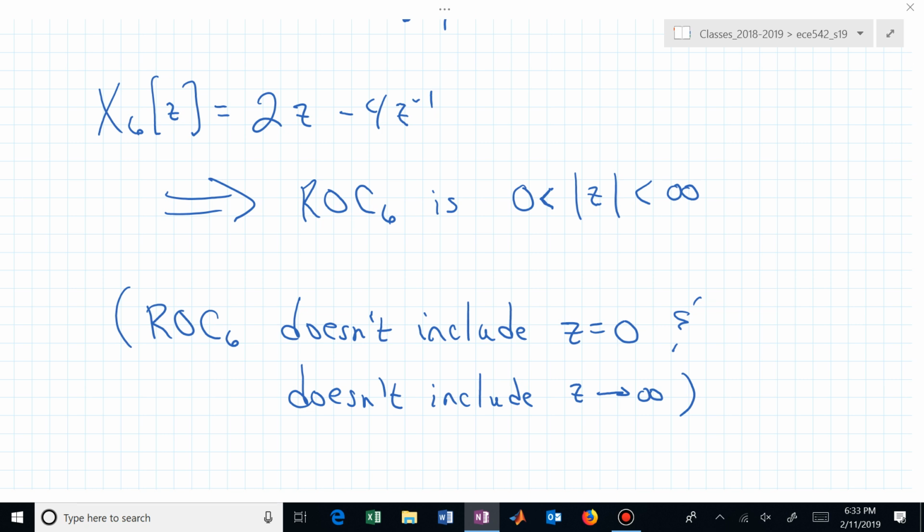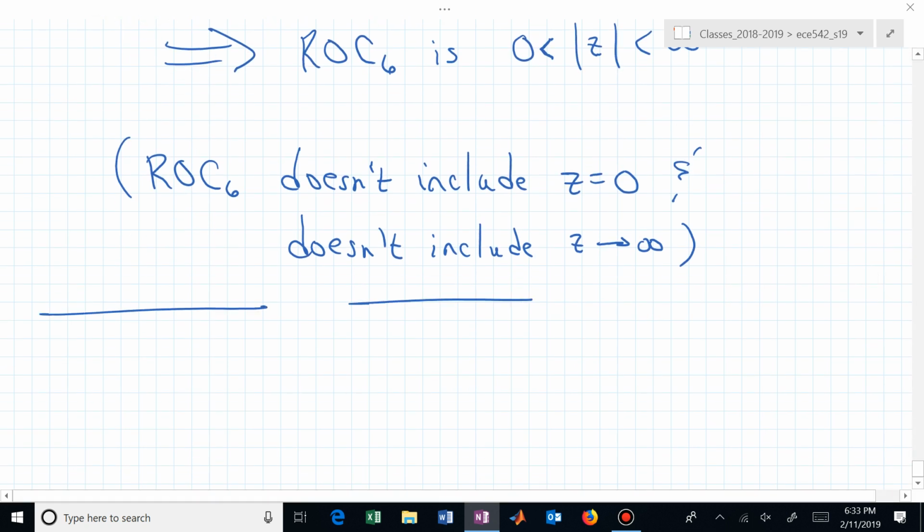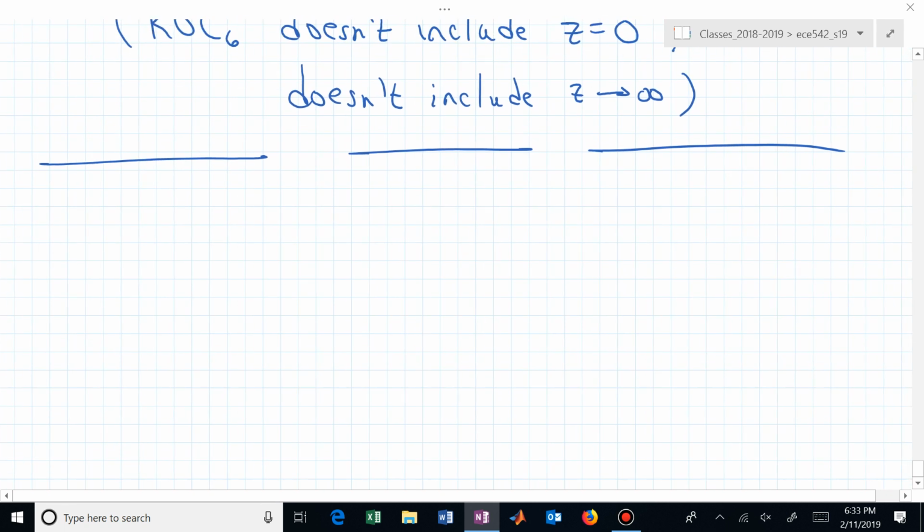And you're probably saying, so what? Why are we spending so much time doing that? Why are we so interested in this region of convergence? And the bottom line is it allows us to figure out what x of n looks like as a function of n. Let's get started on looking in that.